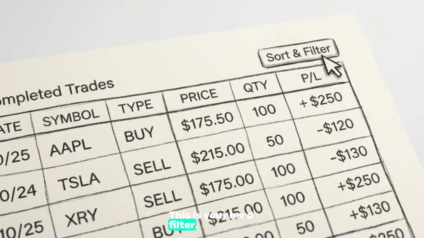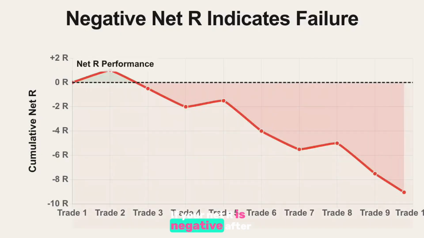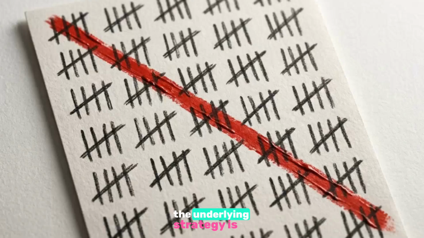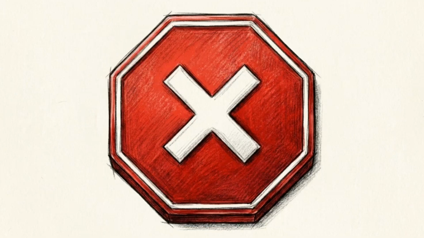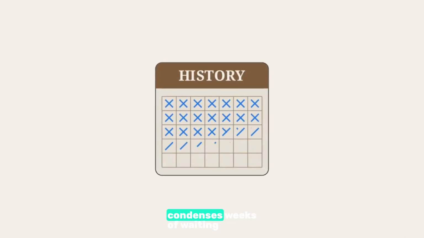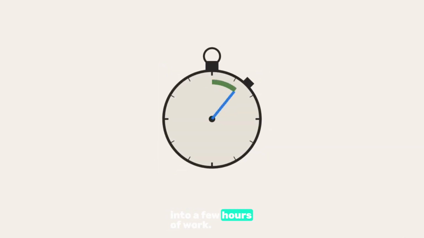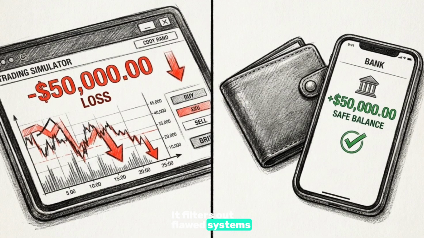This is your hard filter. If your net R is negative after 100 trades, the underlying strategy is broken. You must not proceed to the next stage. Testing through historical replay condenses weeks of waiting into a few hours of work. It filters out flawed systems before they can touch your real capital.